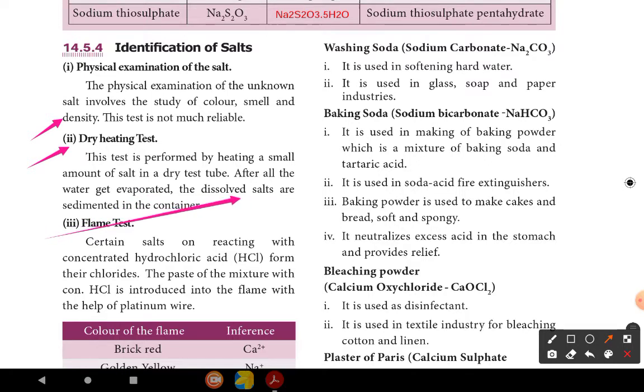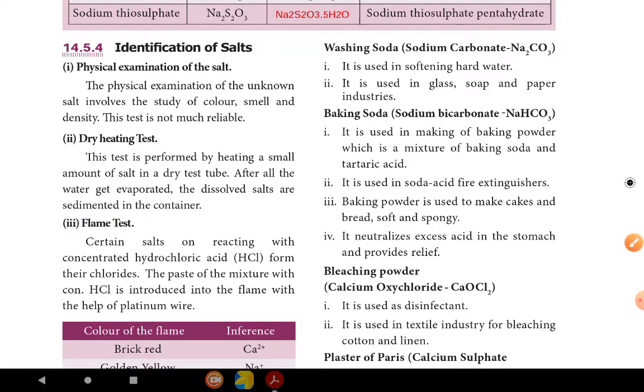Then the dissolved salts are sedimented. So the extra water will be evaporated and only the salt will settle down as a sediment in the container. So from this, you can find out what is the nature of the salt, what is the name of the salt, by dry heating test. Okay, then let's go on to the third one, and that is the flame test.